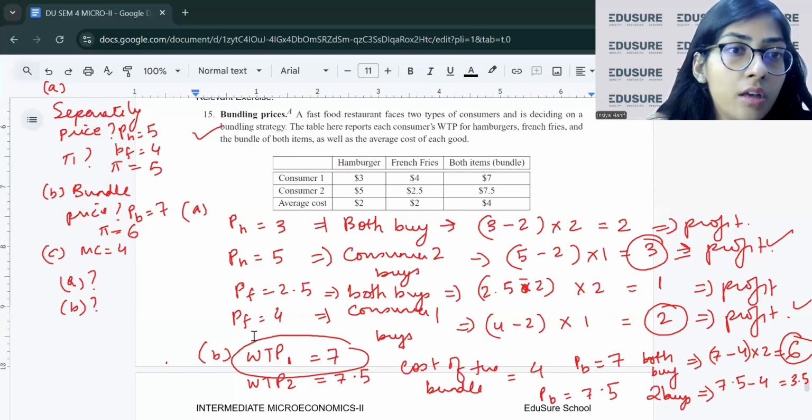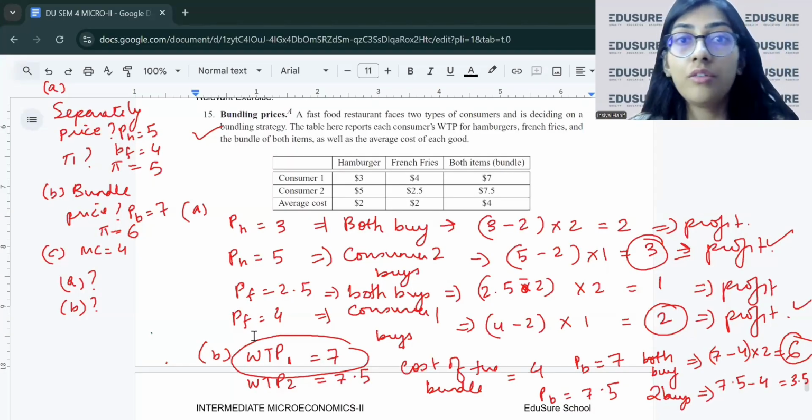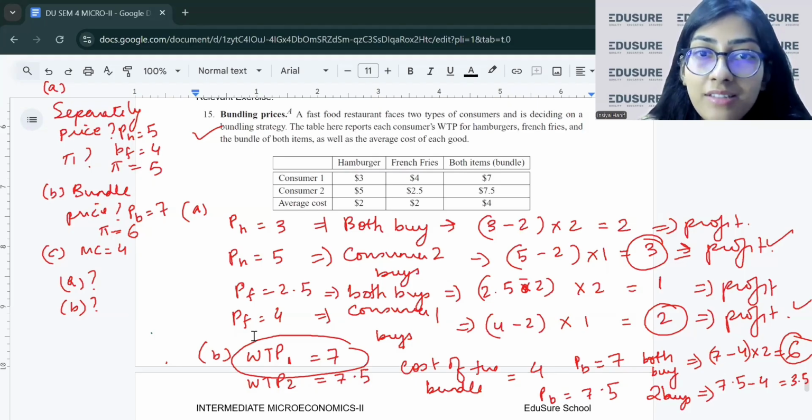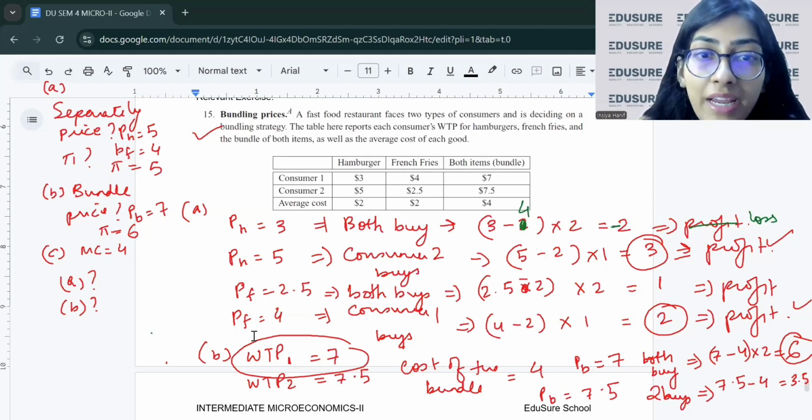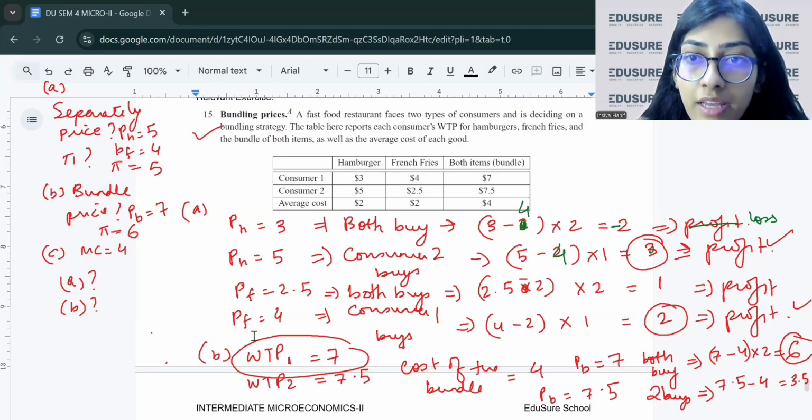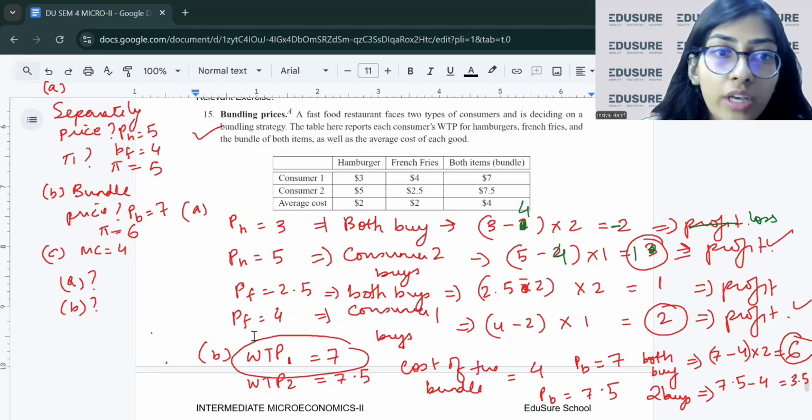Now in part C, what is happening is that marginal cost is now 4. So what happens with separate selling? If the price is equal to 3, both will buy. It will be 3 minus 4, so this becomes negative, and this becomes a loss. If the price of a hamburger is equal to 5, consumer 2 will buy. What will the profit be? 5 minus 4, and this becomes 1. So you get a profit. So he will choose PH equal to 5.